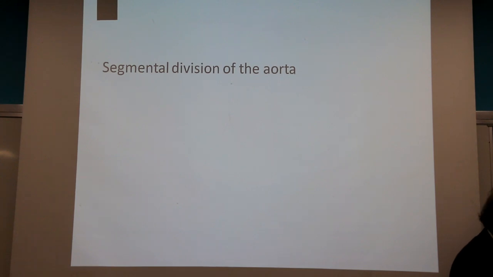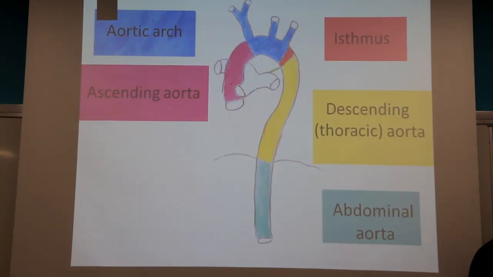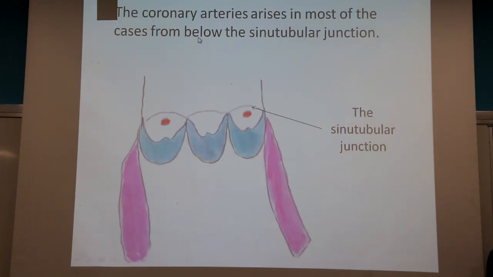Segmental division of the aorta: we have the ascending aorta, aortic arch, isthmus, descending thoracic aorta, and abdominal aorta. Coronary arteries arise in most cases from below the sinotubular junction. Here is the sinotubular junction between the sinus of Valsalva and the tube, meaning the aorta. The coronary arteries arise below the sinotubular junction.